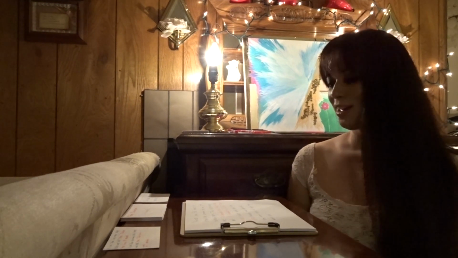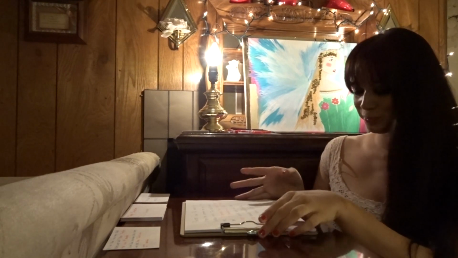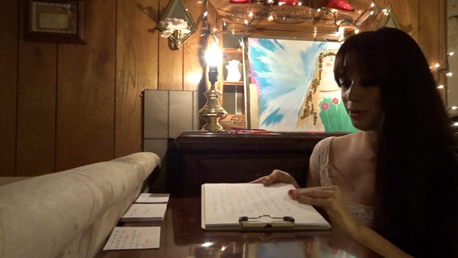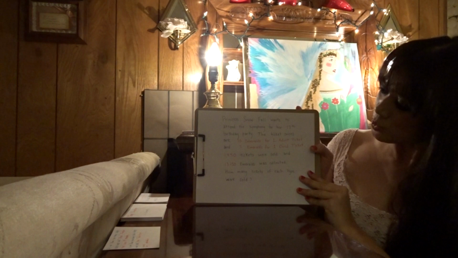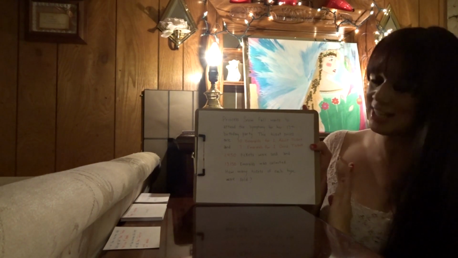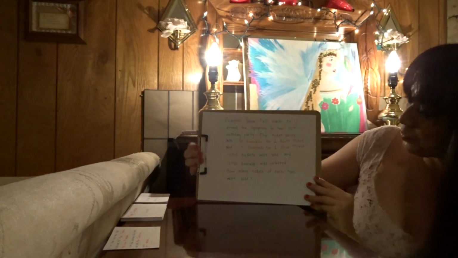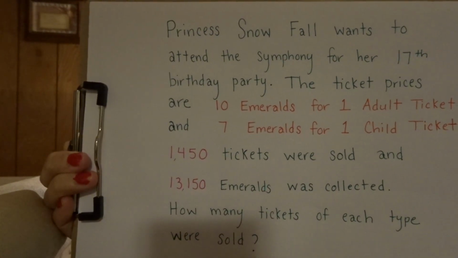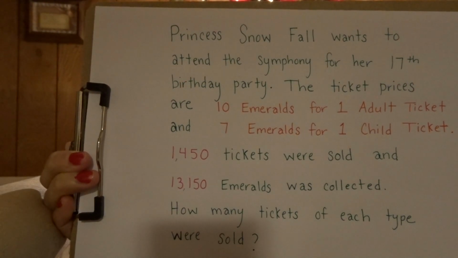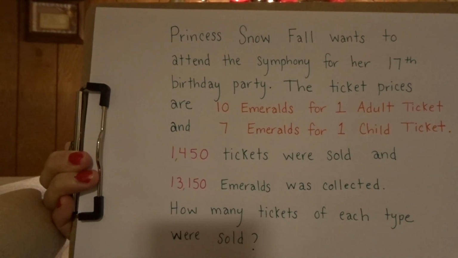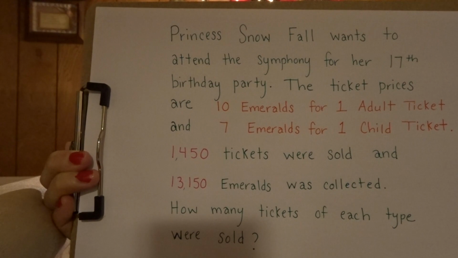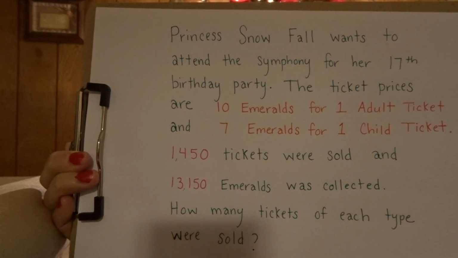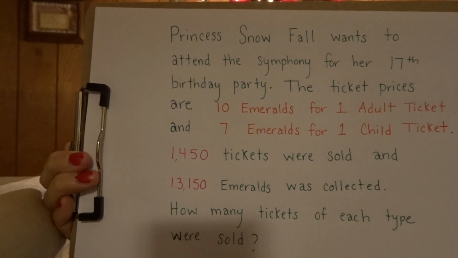of tickets. So in this case, I made a word problem for us. Let's go ahead and read this together. This one involves purchasing tickets to the symphony. It says, Princess Snowfall wants to attend the symphony for her 17th birthday party. The ticket prices are 10 emeralds for one adult ticket and 7 emeralds for one child ticket.